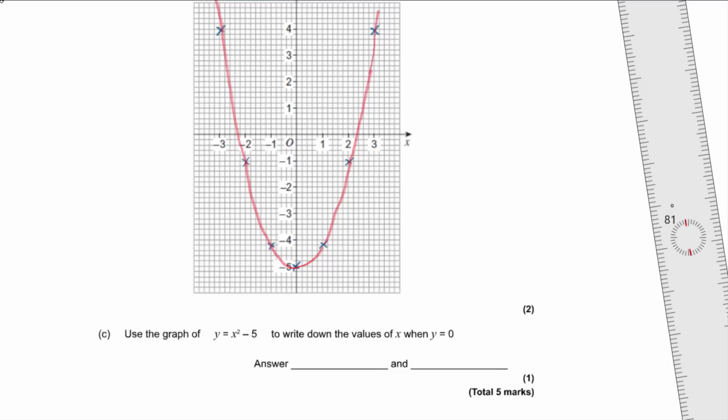Then part C says use a graph of y equals x squared minus 5, that's what I drew, to write down the values of x when y is 0. Y is 0 is actually the x-axis, isn't it? That's the line y is equal to 0. So where does this graph pass through the x-axis basically? It passes through the x-axis here, at that value, and here, at that value there. Then the 2 points, so I just need to write those down. So 1 seems to be at about -2.4, so negative 2.4 on one side, and on the other side it's symmetrical, isn't it? It's going to be 2.4 on the other side.